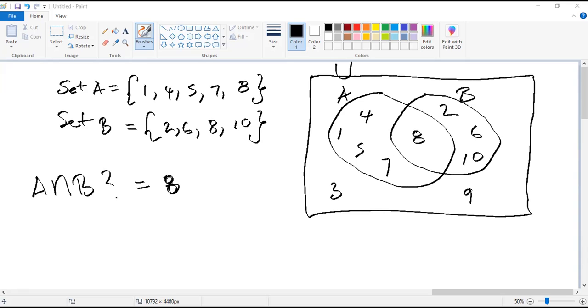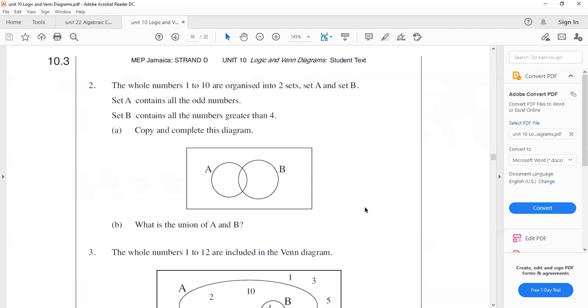The next question, let me share this now. Tell me when you can see it. Yes, sir, I'm seeing your screen.